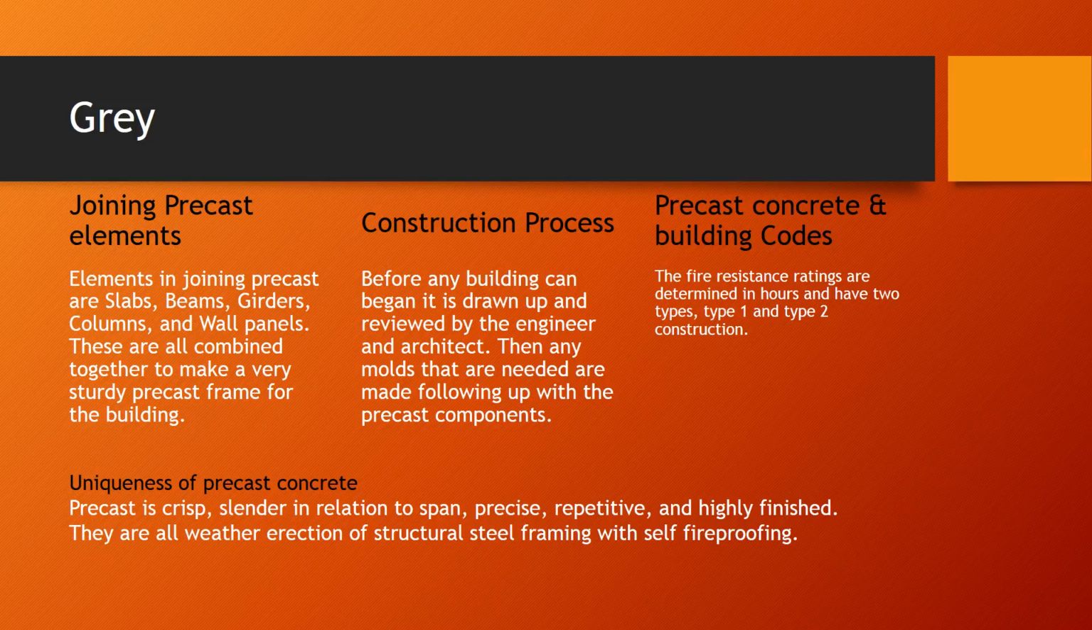Construction process. Before any building can begin, it is drawn up and reviewed by the engineer and the architect. Then any molds that are needed are made, followed by the precast components. Precast concrete and building codes. The fire resistance ratings are determined in hours and have two types, type 1 and type 2 construction.